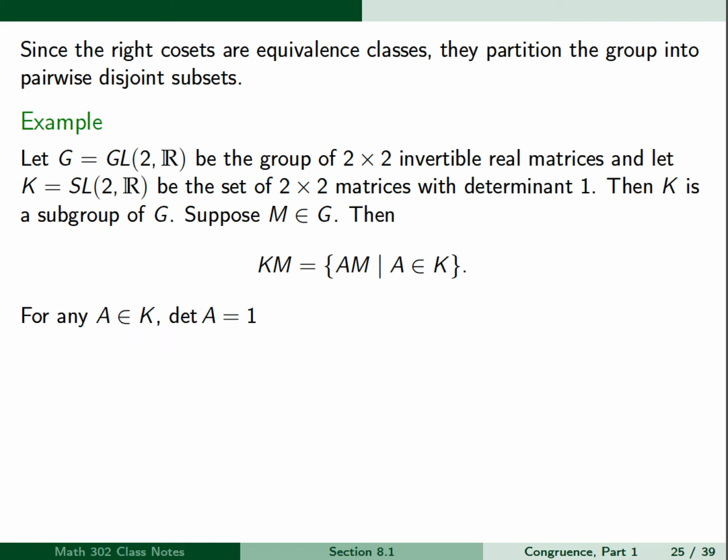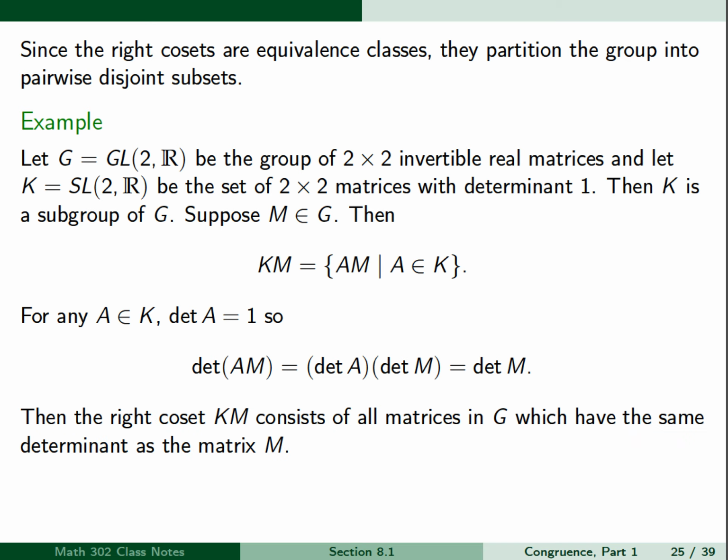Now for any A in K, by the definition of K, the determinant of A is equal to 1. So the determinant of the product matrix AM, one of the properties of determinants is the determinant of the product is the product of the determinants. So this will be the determinant of A times the determinant of M. But we already said that the determinant of A is 1, so this is equal to the determinant of M. So what this says is the determinant of each matrix in our right coset is equal to the determinant of our original matrix M. So that tells us that the right coset Km consists of all matrices in G which have the same determinant as the matrix M.